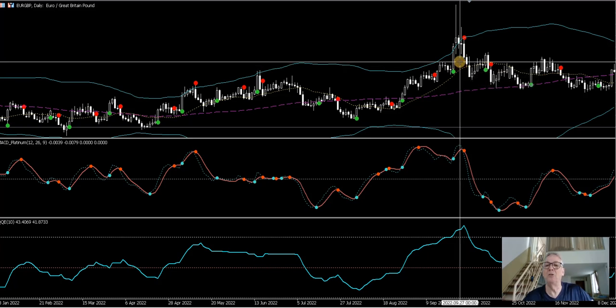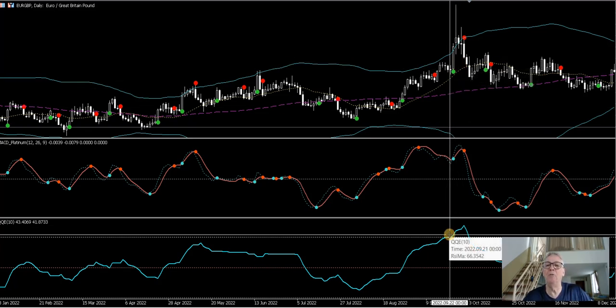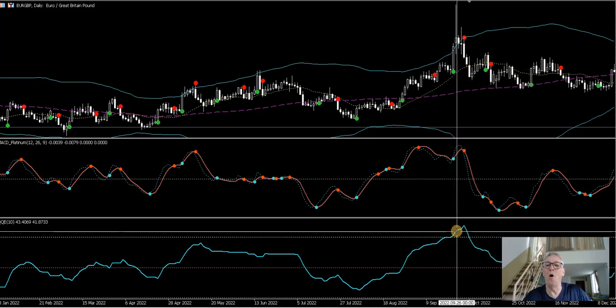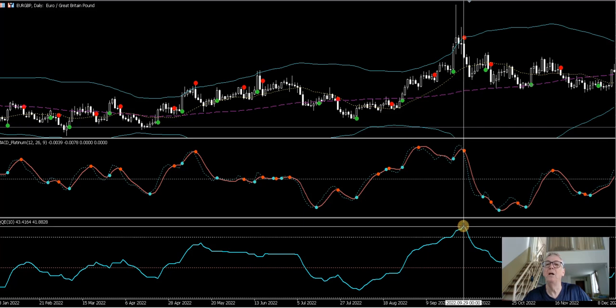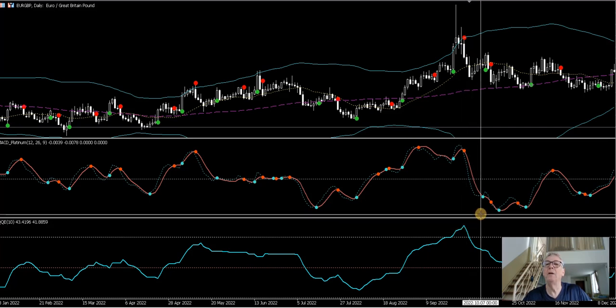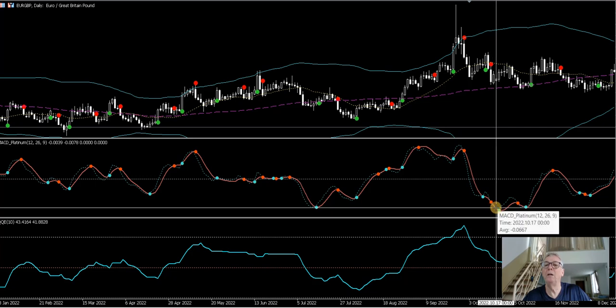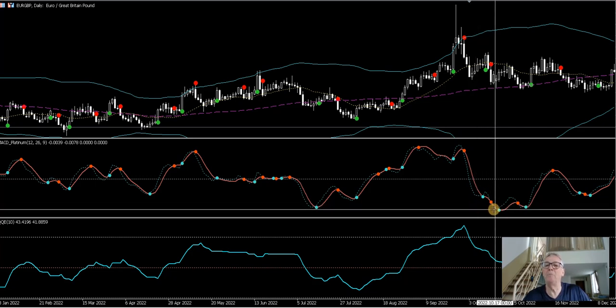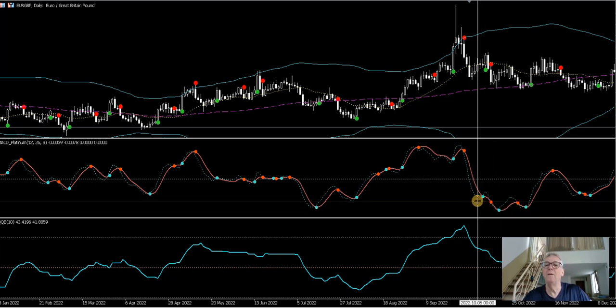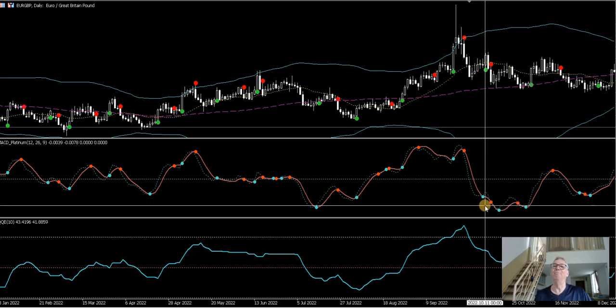But in the meantime, because we've touched the Bollinger Band, and we've also gone into overbought on the QQE Advanced, we're taking the sell here. Second sell for both. We're not looking at MACD Platinum, just those trades. Now, this is where it gets a little bit tricky.